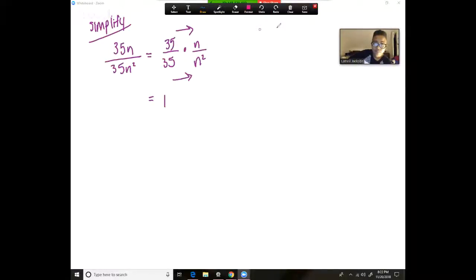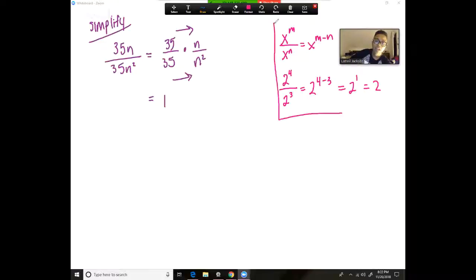That follows this rule right here. If we have x to the m over x to the n, then that's the same as writing x to the m minus n. So here's an example. If we have 2 to the 4 over 2 to the 3, we can have 2 to the 4 minus 3, which is 2 to the 1 power, and that's just 2. So that's an example to apply. For the n's, we've got n over n squared. Well, n is the same as n to the 1 power. So there's your invisible math that reappeared.